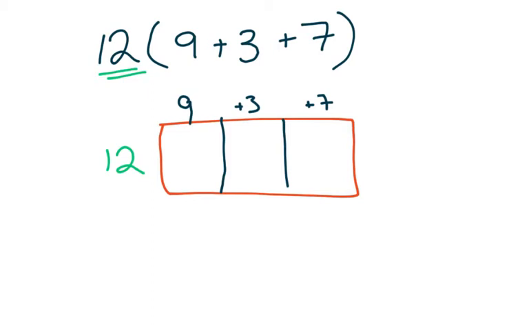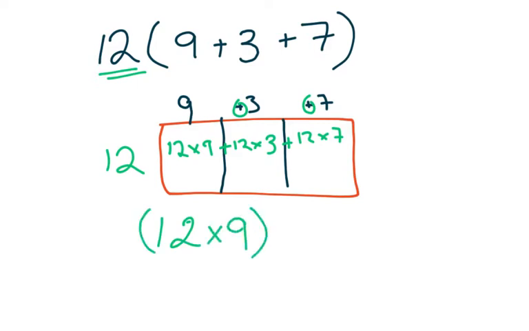Cool. The first section, I'd find the area by saying 12 times 9. The second section, I'd find the area by saying 12 times 3. It's a positive, so I'm going to add them together. The third section, I'd find the area by saying 12 times 7. Since 7 is also positive, I'm going to add those together. So the way that I could write this as a longer multiplication sentence that clearly shows that I am distributing that times 12 throughout the problem.